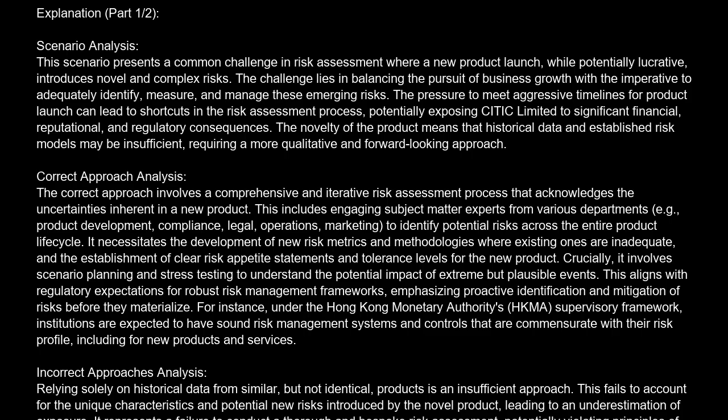Incorrect approaches analysis. Relying solely on historical data from similar, but not identical, products is an insufficient approach. This fails to account for the unique characteristics and potential new risks introduced by the novel product, leading to an underestimation of exposure. It represents a failure to conduct a thorough and bespoke risk assessment, potentially violating principles of prudence and due diligence expected by regulators.